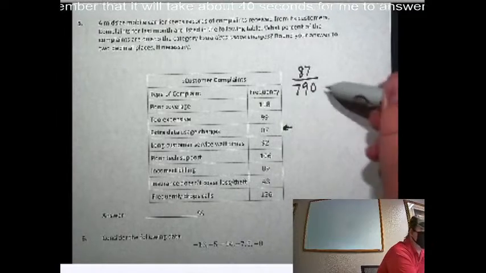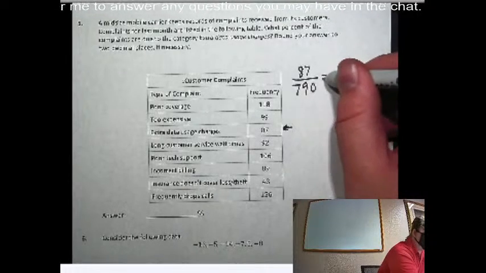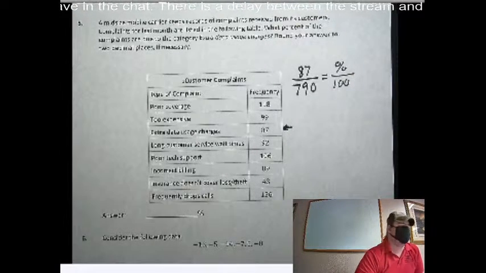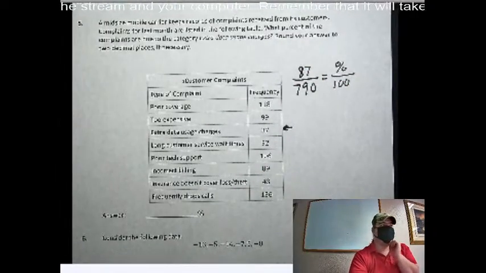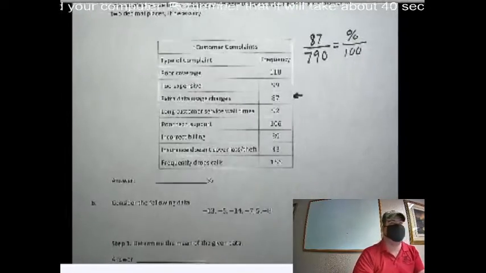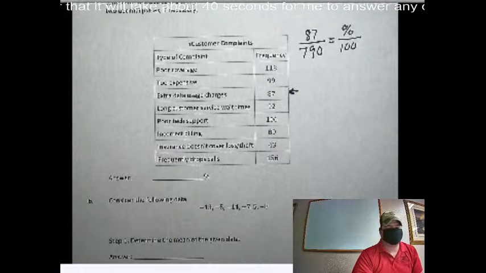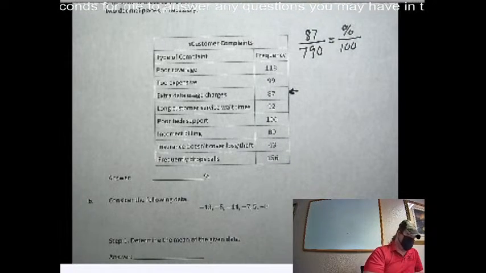We could do 87 divided by 790 to get a decimal, and then convert that decimal to a percent by multiplying by 100. Or we could set up a proportion. And so to solve the proportion, we would multiply 87 by 100 and then divide by 790. Either one will get you the exact same answer, and indeed are doing the exact same thing, just with a little bit of a different logic behind them. So I'm going to do 87 divided by 790 and then convert to a percent.